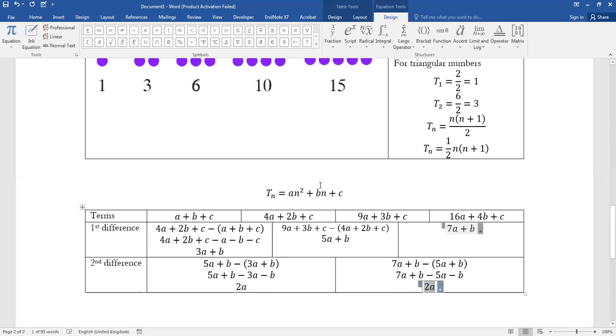So the second difference should always give me 2a. That is a very easy way to acquire your a. Once you get your a, you can choose any particular difference to get your b. The first one is the easier one. And once you get your a and your b, you can easily get your c by using any particular term.